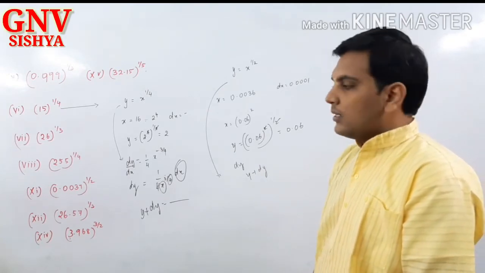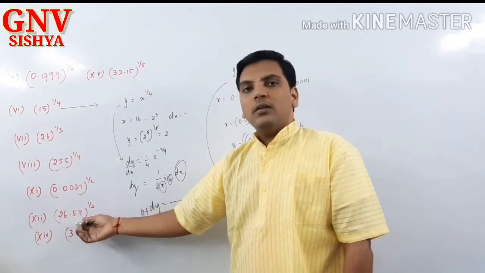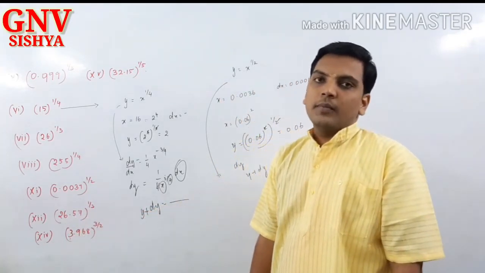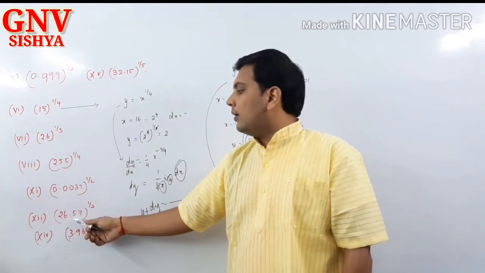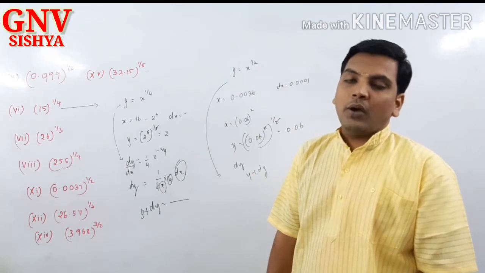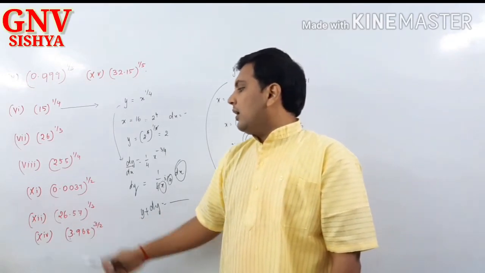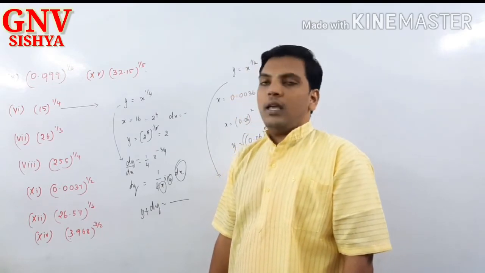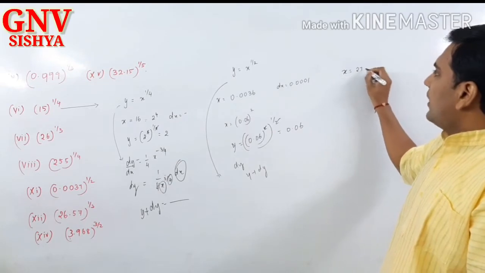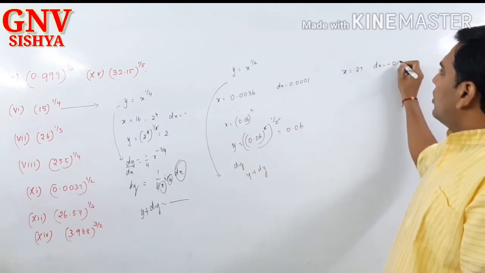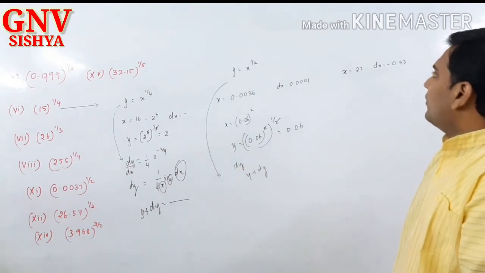Can you understand? Yes. Can you tell me for this one what is x? Cube root of 26.57, so x is equal to 27. What will be dx, sir? From 27, what do you subtract to get 26.57? Because it is 26.5, below 27 we should subtract. If I subtract 0.43 from x, which is 27, my dx is equal to minus 0.43, and I will get 26.57. Correct?